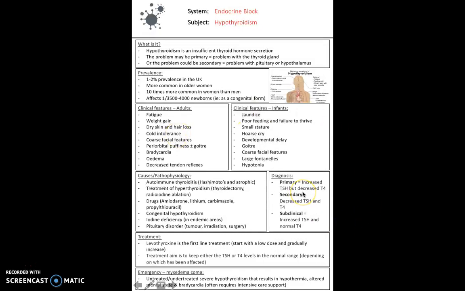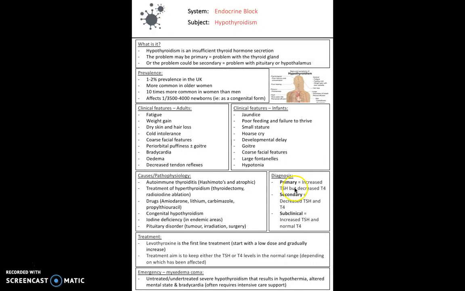Now, if it's primary, what we'll see when we do our investigations, we'll see an increased TSH, but a decreased T4. So in other words, we're producing plenty of the TSH from the pituitary gland to stimulate the thyroid, but the thyroid's not responding appropriately, and therefore we have a decreased level of thyroid hormone.